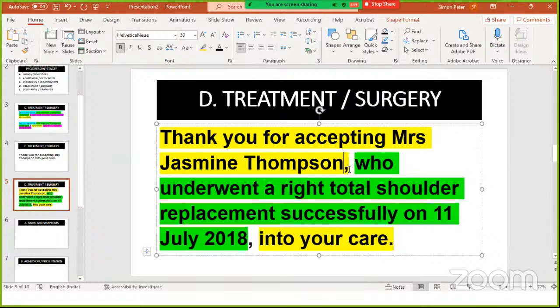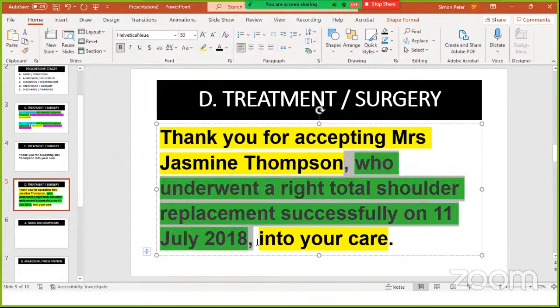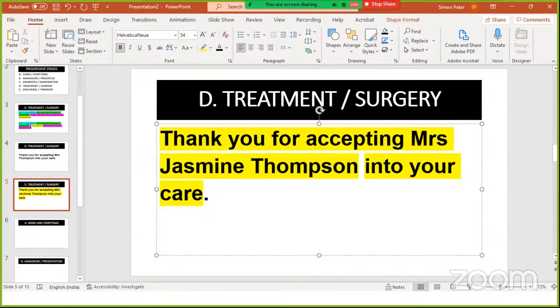So let us separate the commas and the full stops. Now let us see here. Thank you for accepting Mrs. Jasmine Thompson into your care. Take all the yellows together. Read the yellows together. Thank you for accepting Mrs. Jasmine Thompson into your care. That is one sentence. If you remove from comma to comma, it is a perfect sentence. Thank you for accepting Mrs. Jasmine Thompson into your care. This is a perfect sentence.